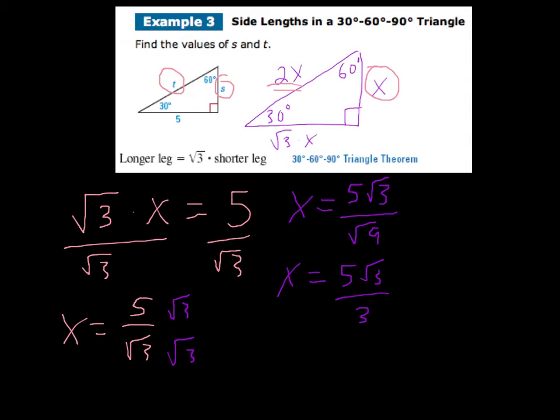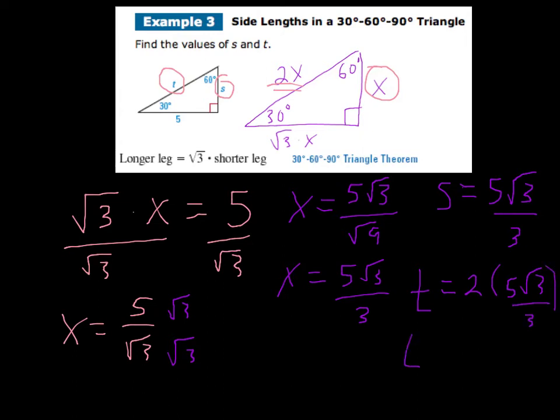So s then is equal to that very value, 5 radical 3 over 3. T is going to be equal to twice 5 radical 3 all over 3. So t then is worth 10 radical 3 all over 3.